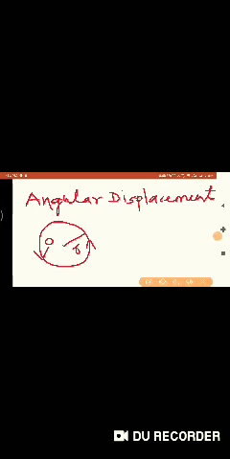So initially the particle is at point P. If you draw a vector from the center of the circle to the position of the particle, this is the vector. So this is known as the radius vector. Also, it is known as the position vector. So OP is the radius vector.